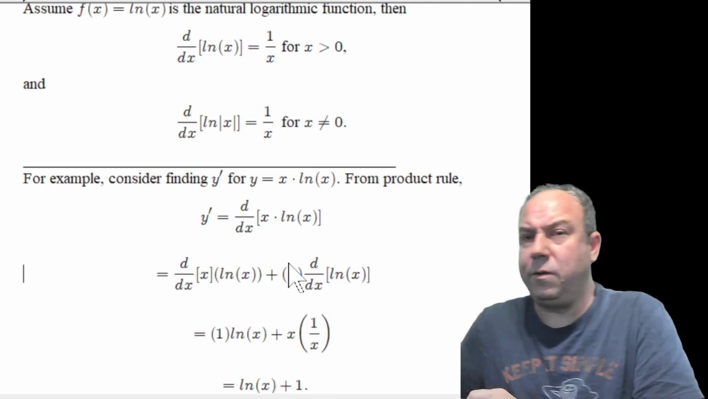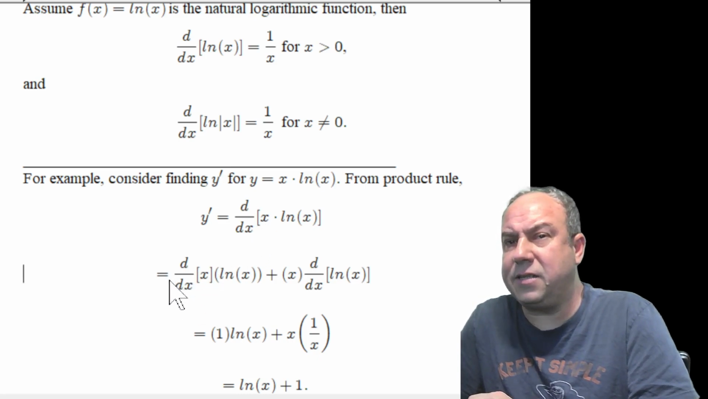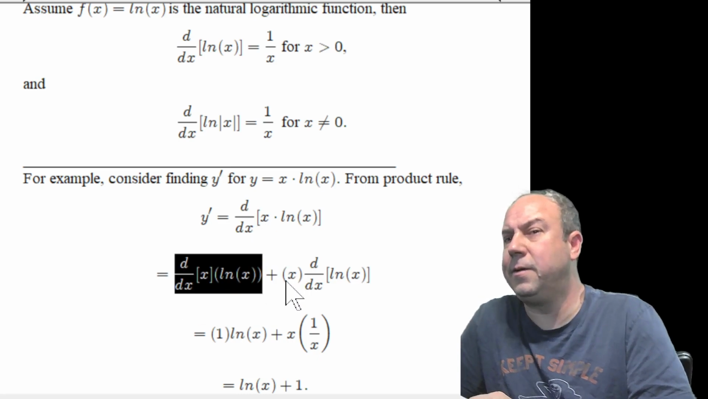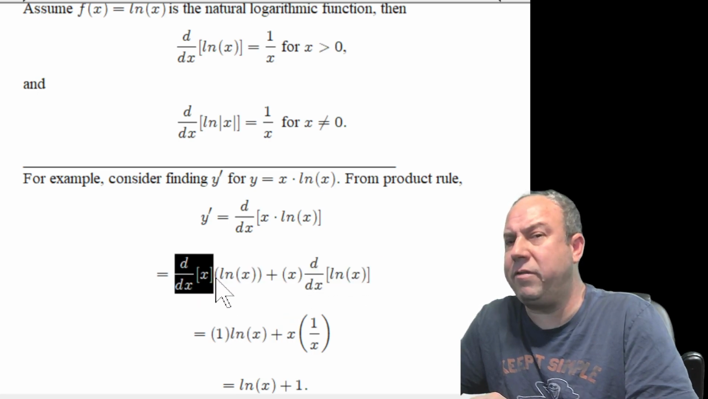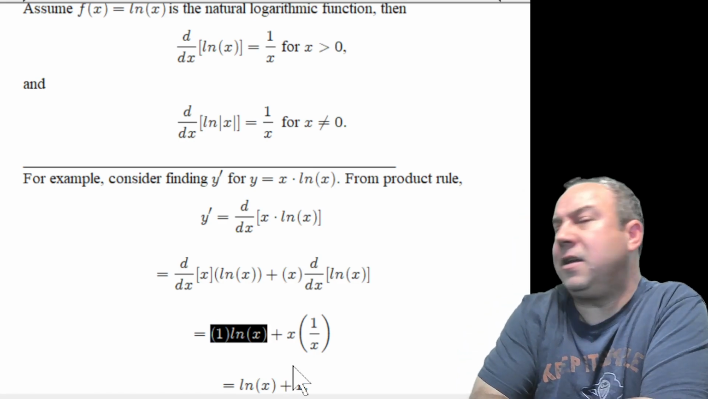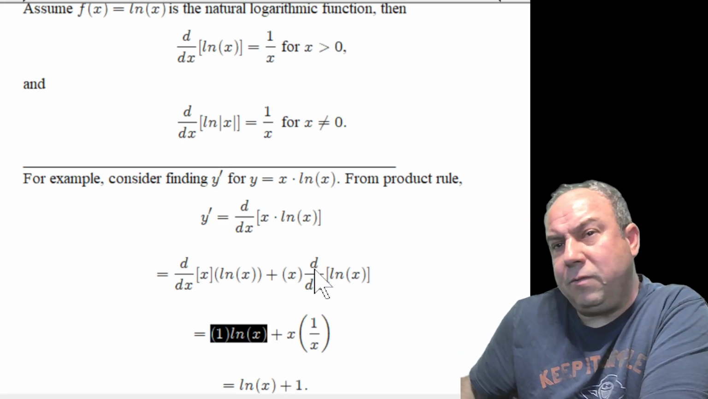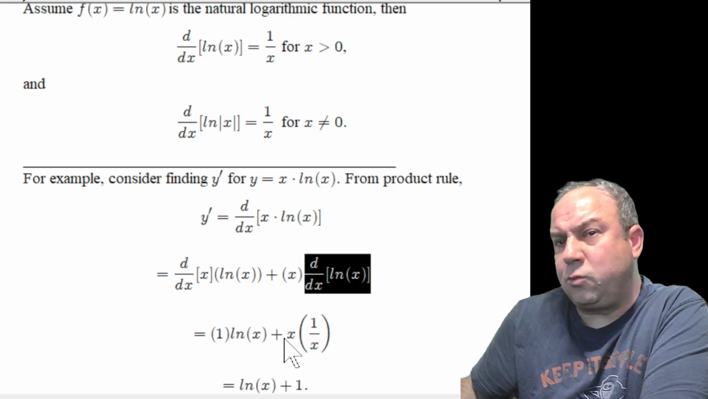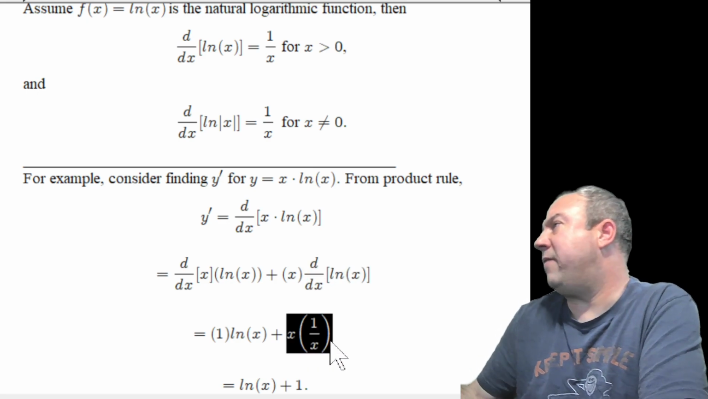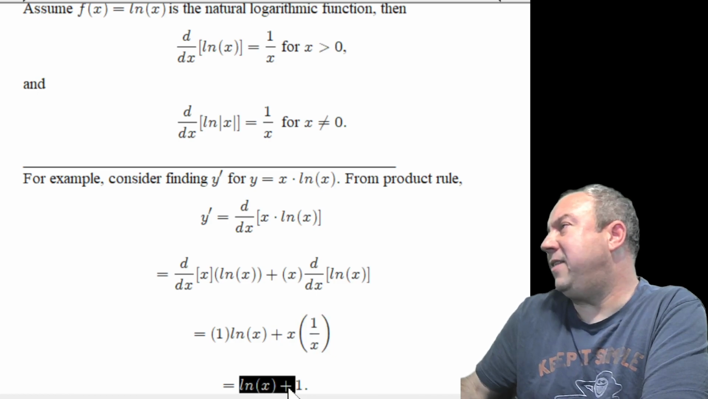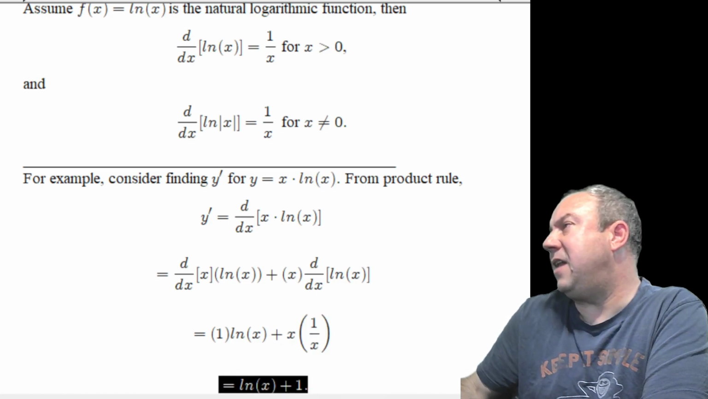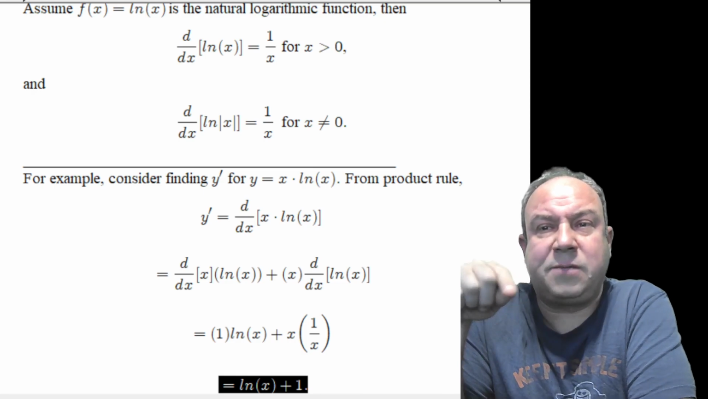From product rule, we're going to have the derivative of x times the ln of x plus x times the derivative of ln of x. And we know the derivative of x is just 1. So the first term is going to be 1 times the ln of x. And we know now the derivative of the ln of x is 1 over x, so in the second term we'll have x times 1 over x, which will just be equivalent to 1. And in the end, the derivative of x ln of x is just equivalent to ln of x plus 1.